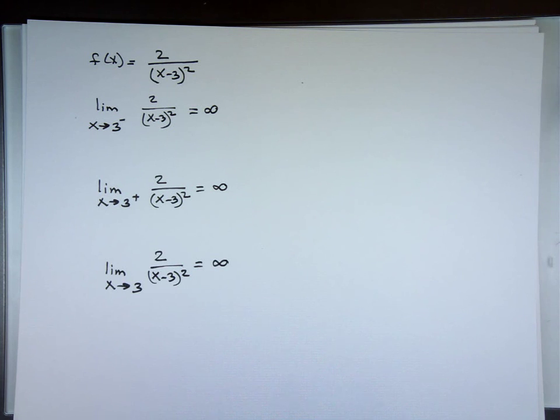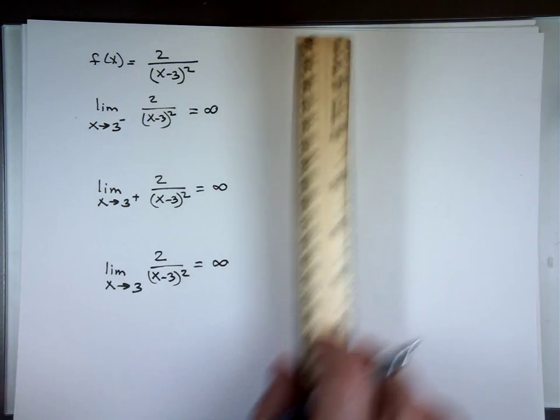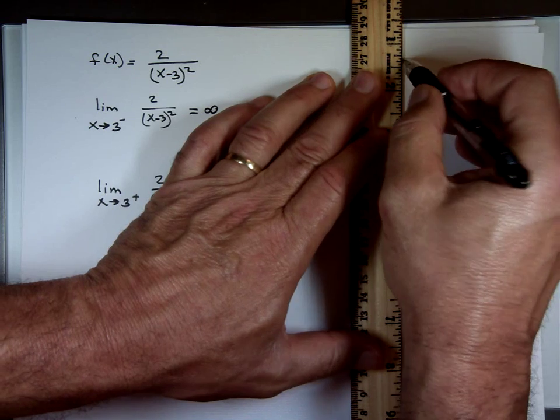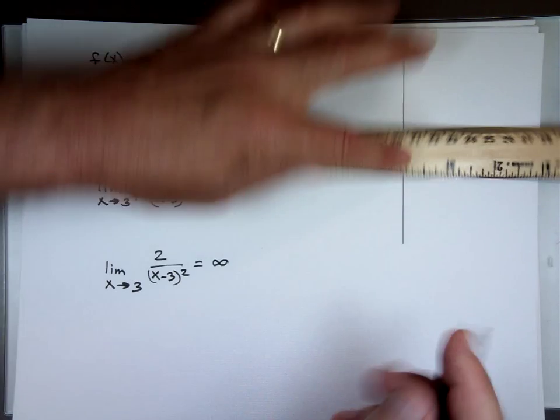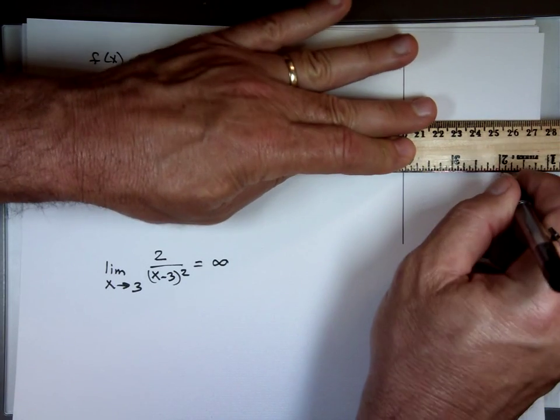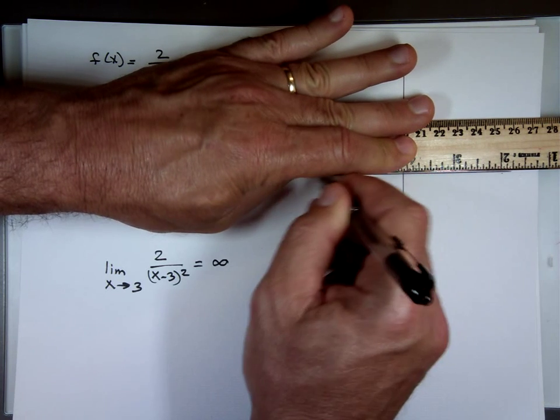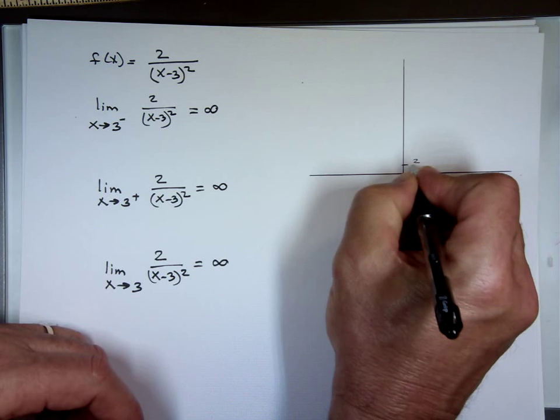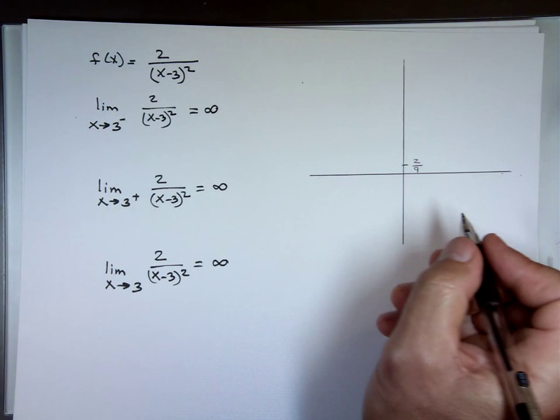If I attempted to graph that function, it will look something like this. We'll get to that later in the course, maybe in chapter 3 and 4. Let's say this is 2 over 9. It will be 2 over 9.